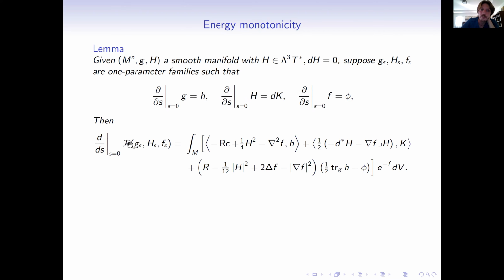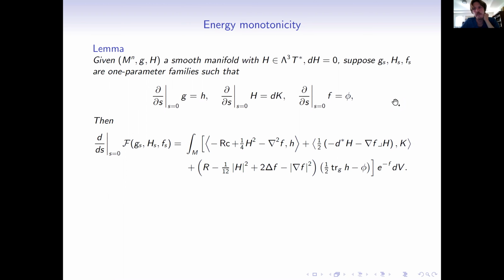So the derivative of script F at time 0 is the following. Integrated against the variation of the metric is minus Ricci plus 1/4 h squared minus Hessian f. Integrated against k is minus 1/2 d star h minus grad f left hook h. And then we have this slightly mysterious extra term, which is this certain density, R minus 1/12 norm h squared plus twice Laplace f minus norm grad f squared, integrated against 1/2 the trace of h minus phi. And then all of that is integrated against e to the minus f dV.